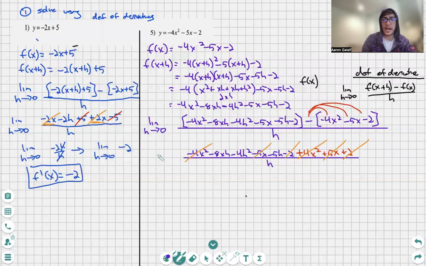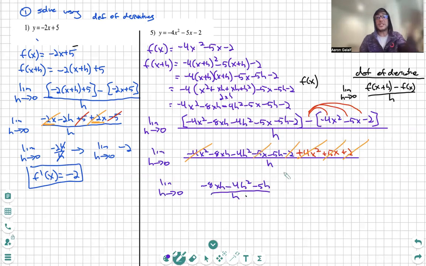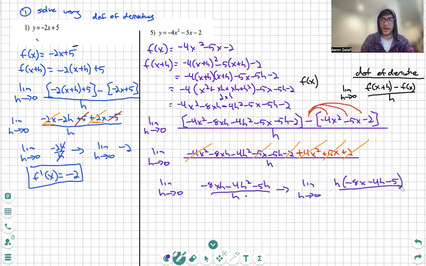Let's rewrite what we have left. Don't forget your limit. All right, get your limit. H approaches 0. Rewrite it. Negative 8xh minus 4h squared minus 5h all over h. What do we notice? There's a GCF on the numerator. So we're going to factor that out, and we see I can pull out an h. What's left? Negative 8x minus 4h minus 5 all over h.